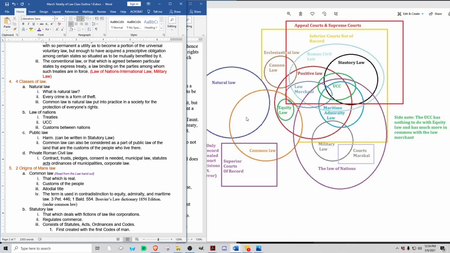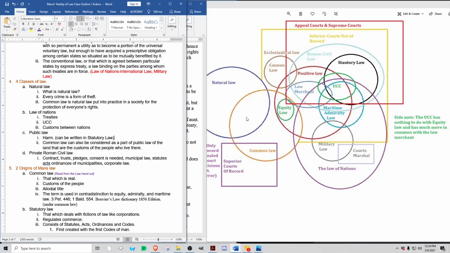It is an aspect and can be an aspect of common law, but it can also be an aspect of statutory law and even maritime admiralty law, meaning don't ram your boat into somebody else's boat. And if you're on course, then you can stay your course, and somebody else should alter their course if you are on the same heading. That's all from an aspect of ships at sea. So don't do any harm. So common law can also be considered as a part of the public law of the land, that are the customs of the people who live there. That's another aspect of seeing how public law works, right?